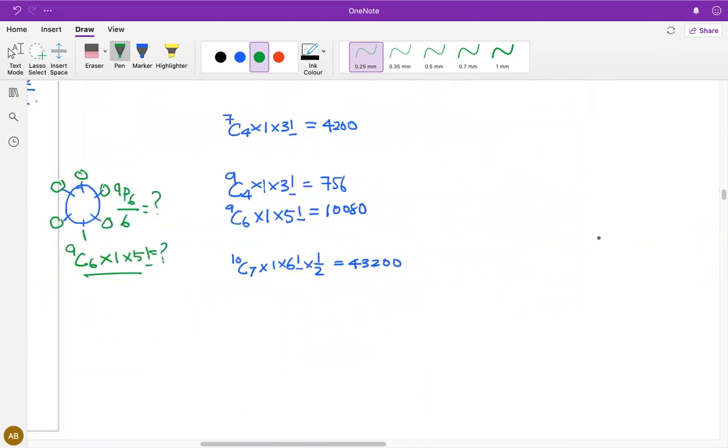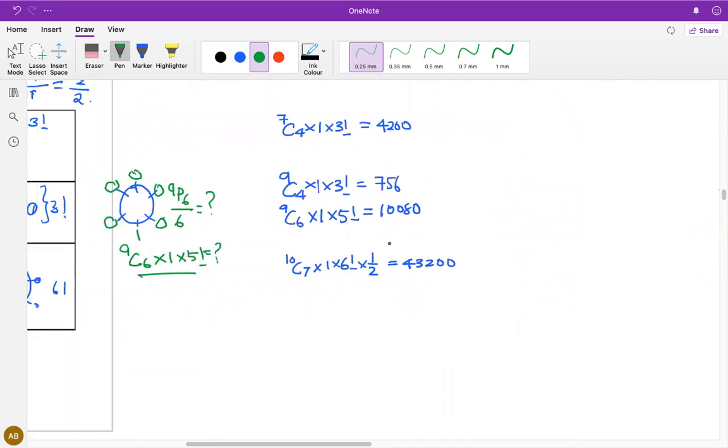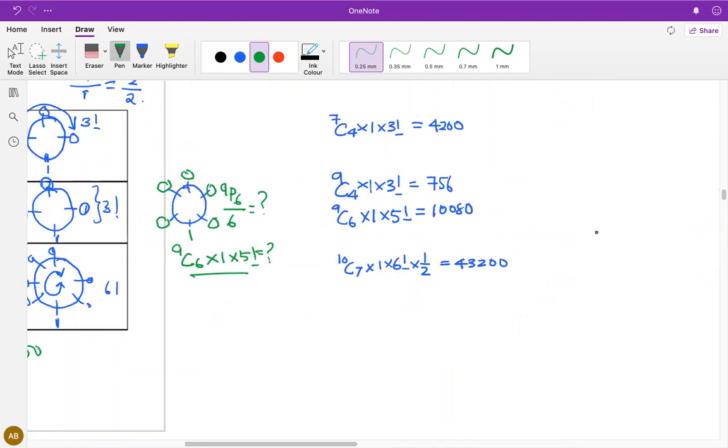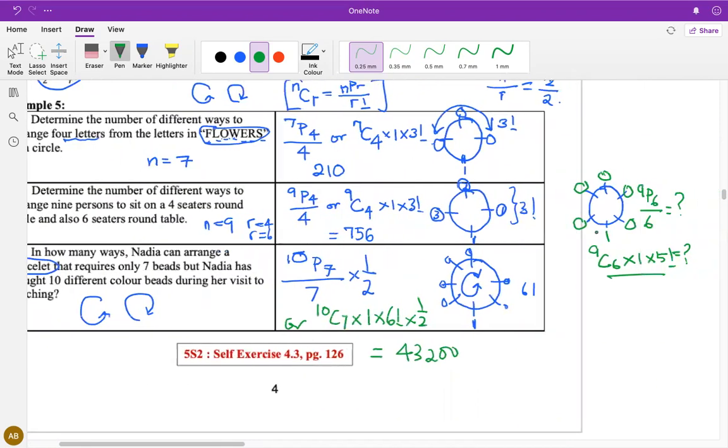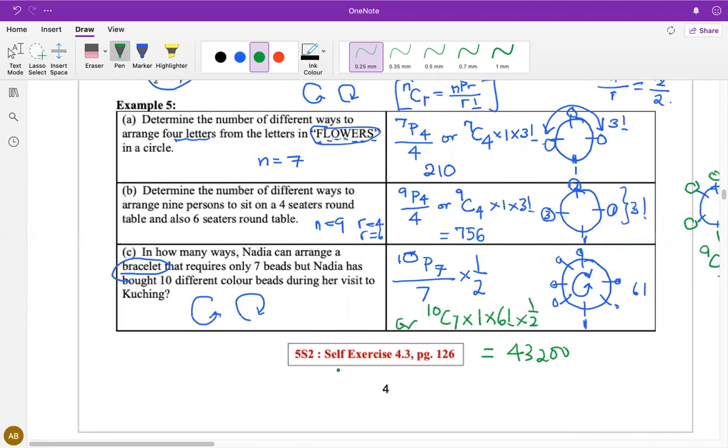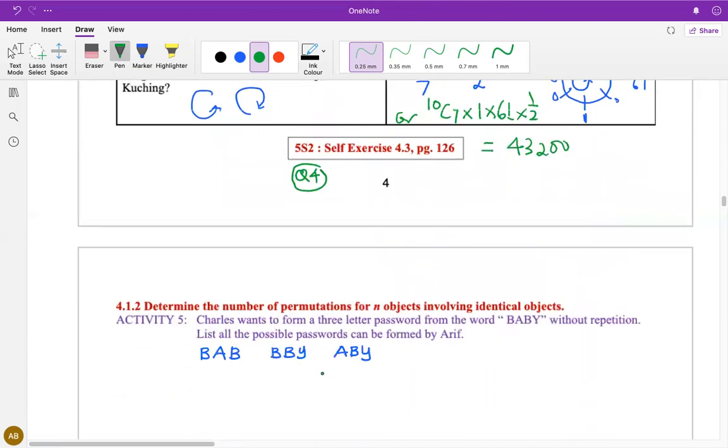Okay, so the answer is here. All right, 10080 and 4200. Okay, so do exercise 4.3, page 1 to 6. So this is question, I think question number 4, right? So you do left one question.